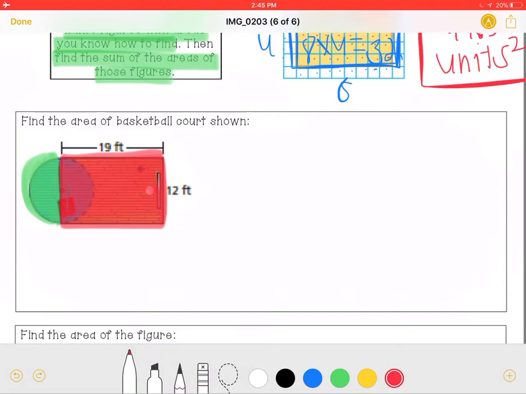So we're going to find the area of the rectangle. So again, we do it separately. And then the semicircle. So remember, find the area of a rectangle.